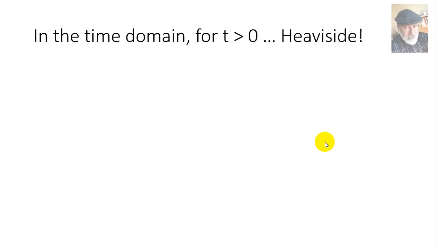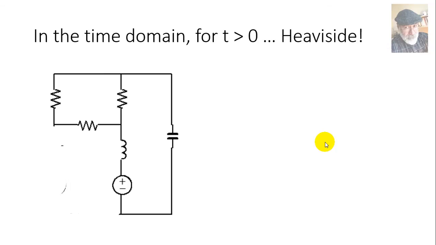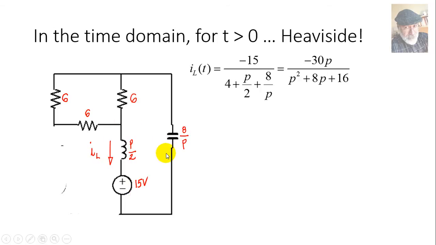In the time domain, after t equals 0, I use Heaviside to find the differential equation that I need to solve. I take the circuit at t after 0. I replace all the reactive elements with the Heaviside impedances, LP for the inductor and 1 over CP for the capacitor. Nothing happens to the source. We are still in the time domain, 15 volts. And we solve there for IL.